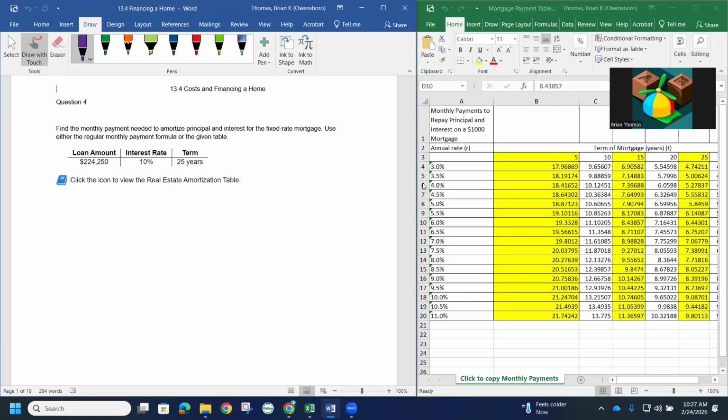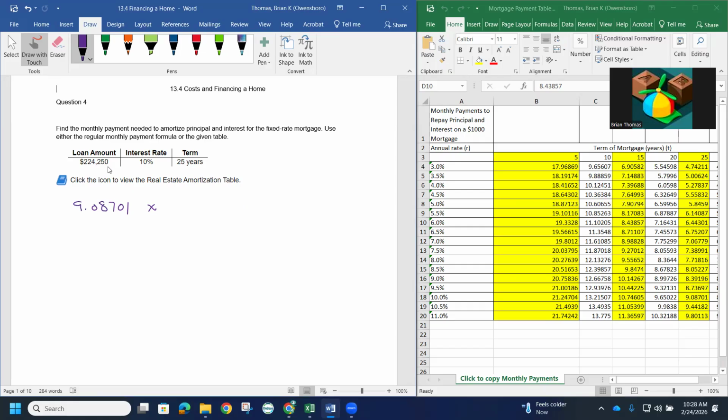So you should have a table in your MyLab. So this says 10% for 25 years. So the number we pull off the table is 9.08701. So let's see if we get that then. 9.08701. And then what we do is we multiply by the principal per thousands.